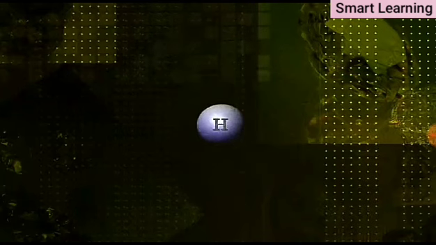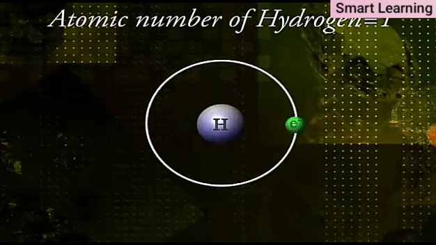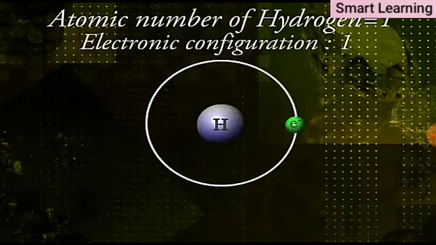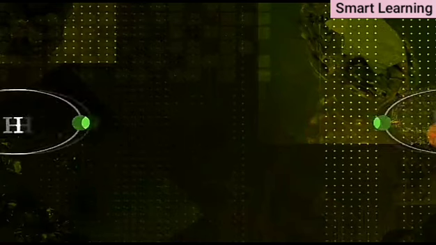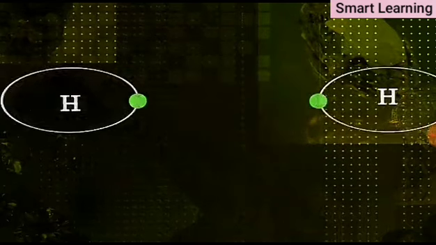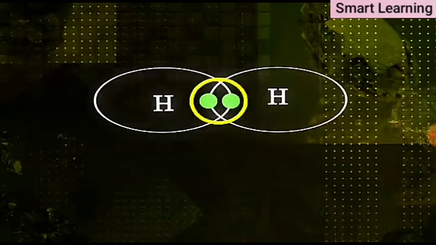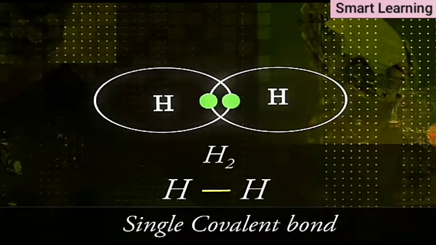The simplest molecule formed in this manner is that of hydrogen. The atomic number of hydrogen is 1, so its electronic configuration is 1 and the number of electrons in the outermost shell, that is, in the K shell, is 1. It requires just 1 electron to complete its duplet. In this case, 2 hydrogen atoms share their electrons to form a molecule of hydrogen, H2. The bond formed by sharing of 1 pair of electrons is called a single covalent bond.